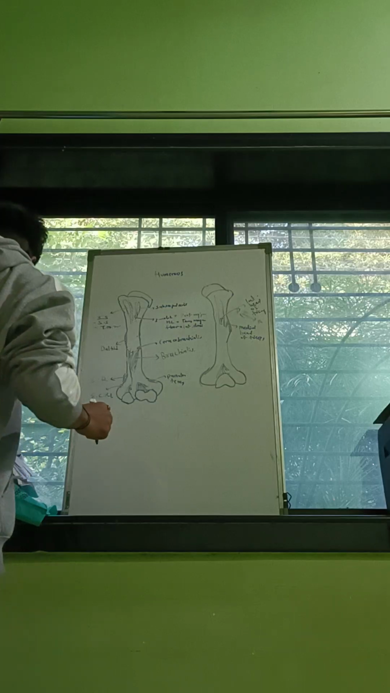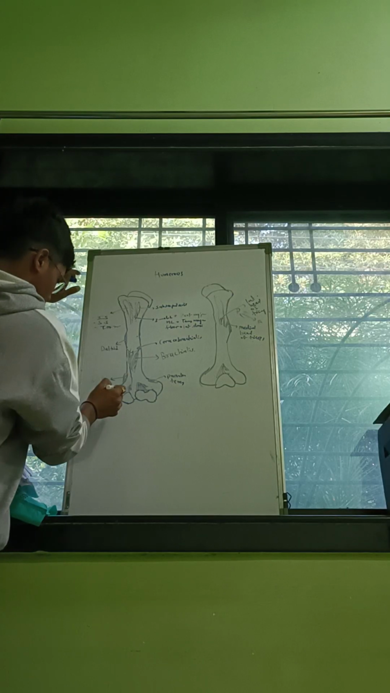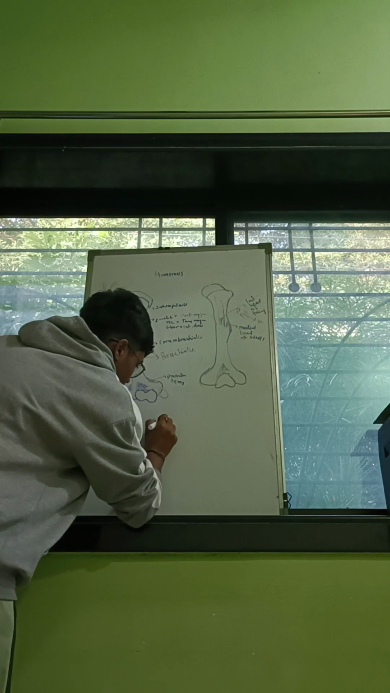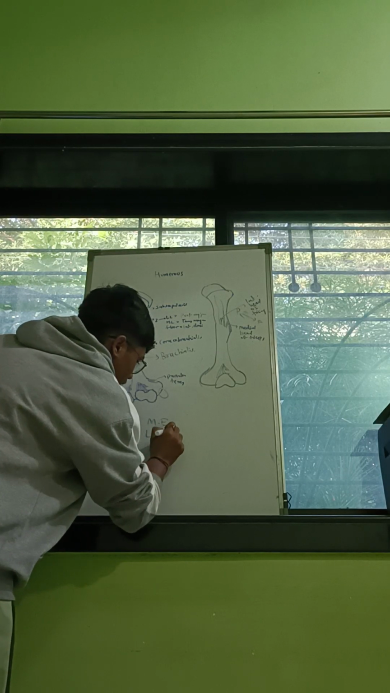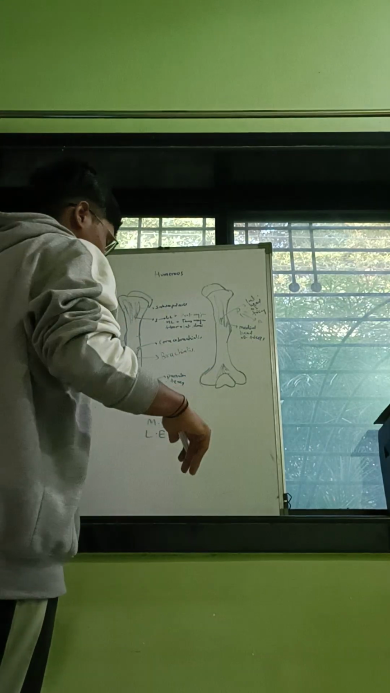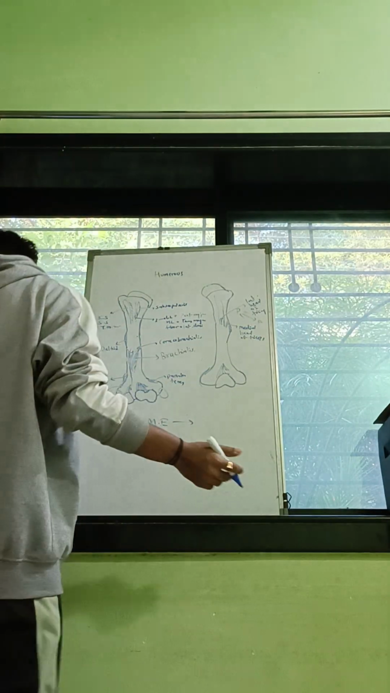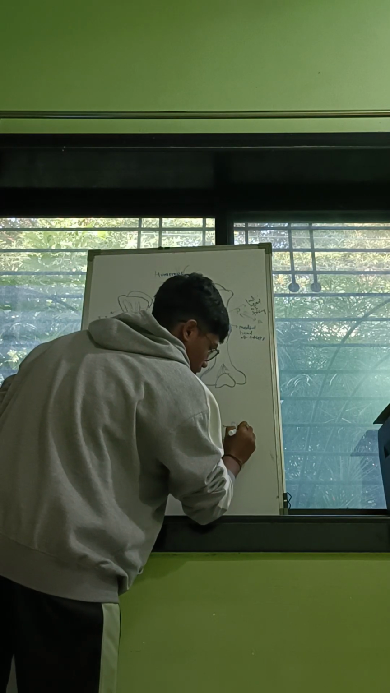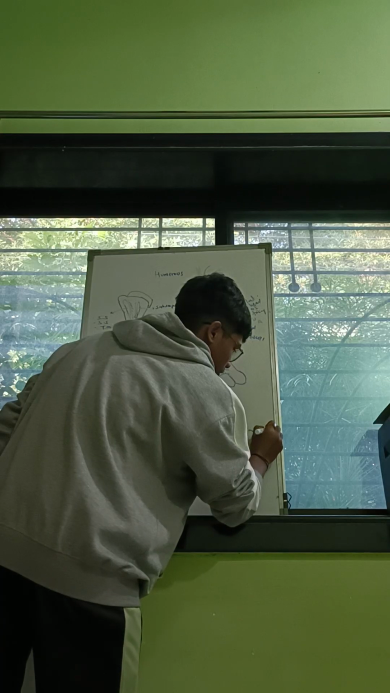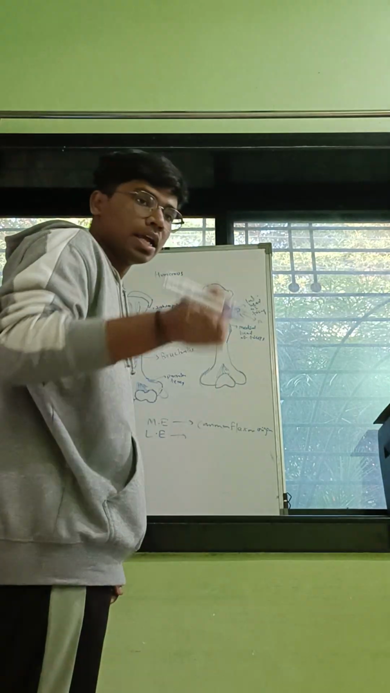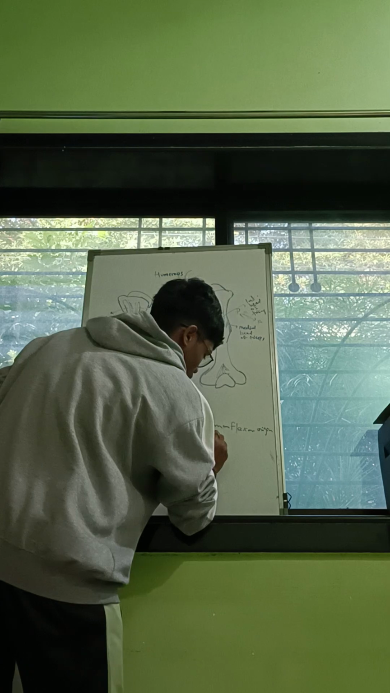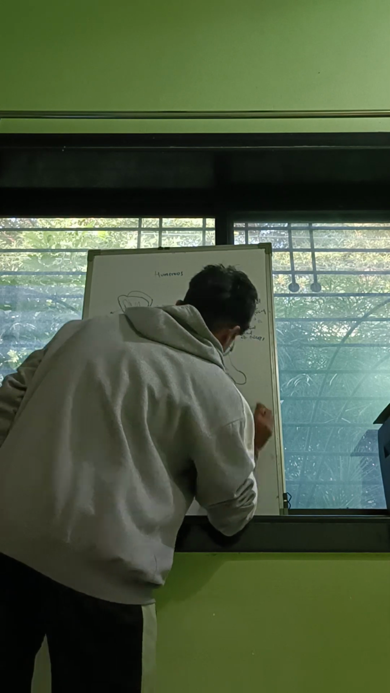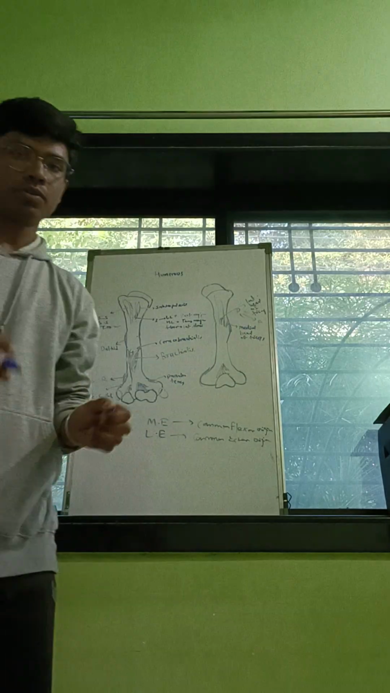Then on the medial epicondyle and lateral epicondyle. On the medial epicondyle, there is a common flexor origin. On the lateral epicondyle, there is a common extensor origin. Okay, this is all about the attachments of the humerus. Thank you.